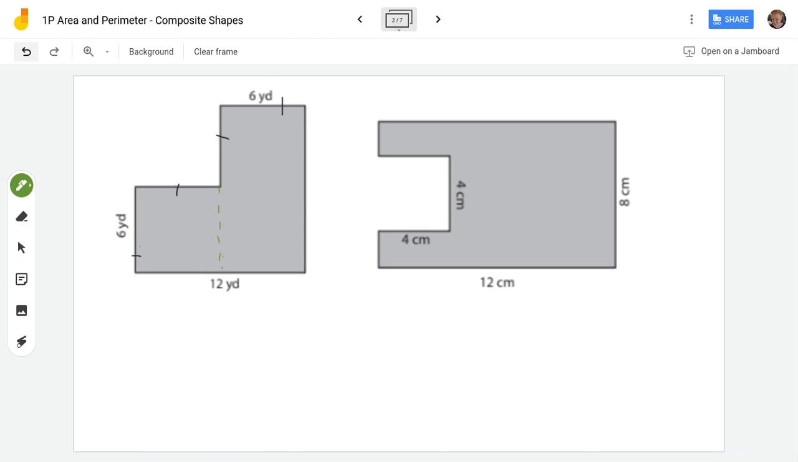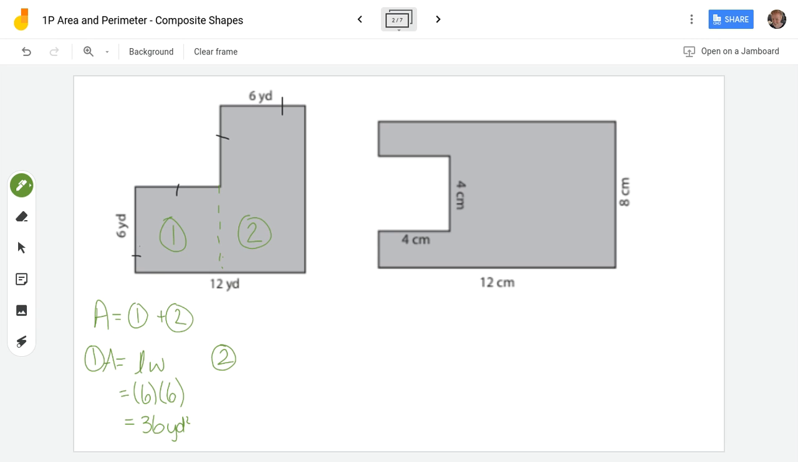Let's start with the area of this shape. We would have to add up the area of the square with the area of the rectangle. So I'm going to call this area 1, and this one area 2. So I need area 1 plus area 2. I'm going to start with area 1, and it's a square. So the area is length times width, and the length and width are both 6. So it has an area of 36 square yards.